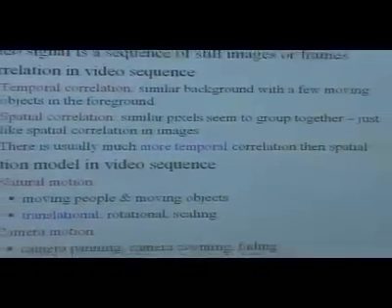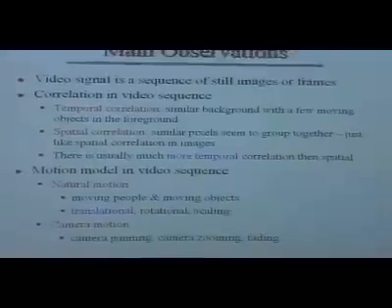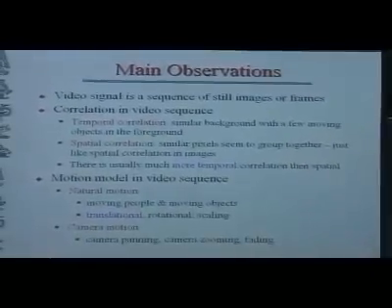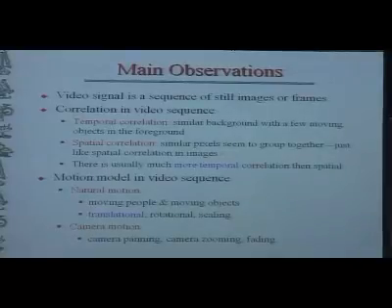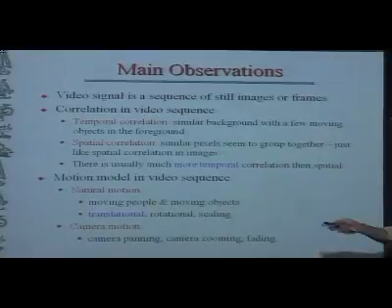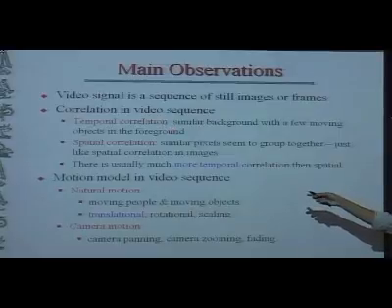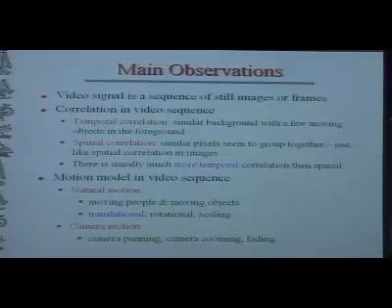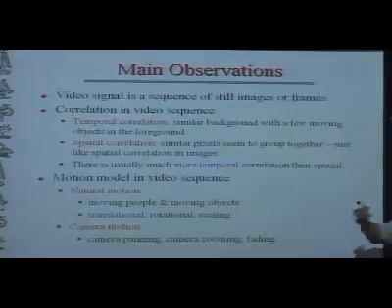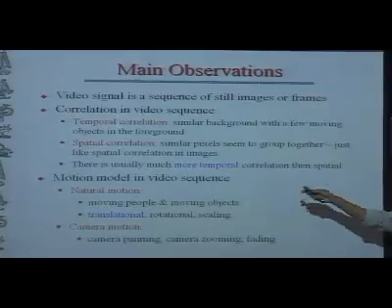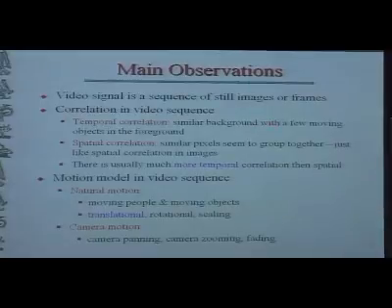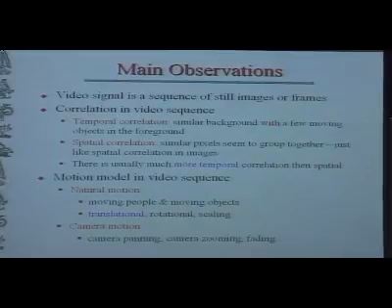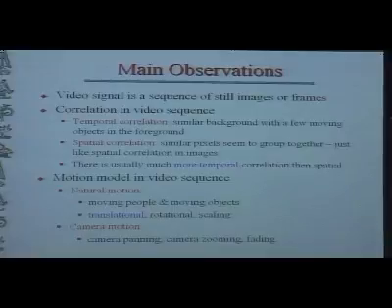Second, let's investigate the type of correlation that you would see in a standard video sequence. Okay, what type of correlation? The type of correlation sharing the background is called temporal correlation. Okay, the correlation in time. That's why it's called temporal correlation. So similar background with a few moving objects in the foreground. Okay, that's the heaviest type of correlation in video.